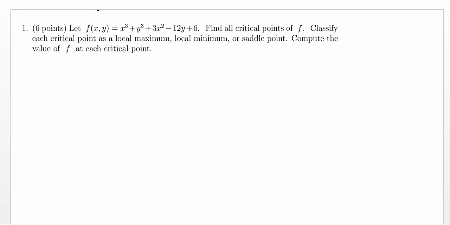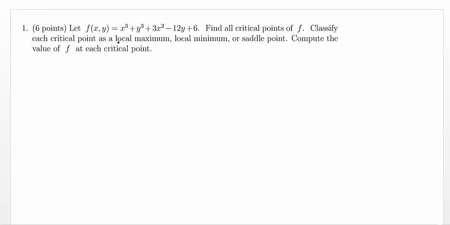Okay, let's start with the first problem. Let f of x be defined by this function. Find all critical points of f. Classify each critical point as a local max, local min, or saddle point. Compute the value of f at each critical point.